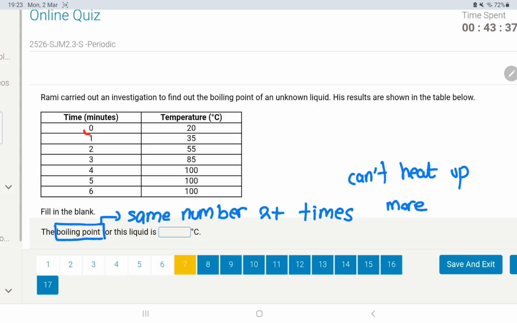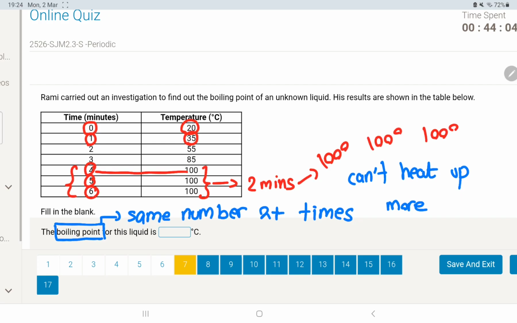Time, 0 minutes, 20 degrees. 1 minute, 35 degrees. And so on until you reach this. 4 minutes, 5 minutes, 6 minutes, 2 full minutes, and it's still 100 degrees. Right? So here you spend 2 minutes and still 100 degrees, 100 degrees, and 100 degrees. So what do you expect the boiling point to be? 100 degrees appeared literally 3 times.